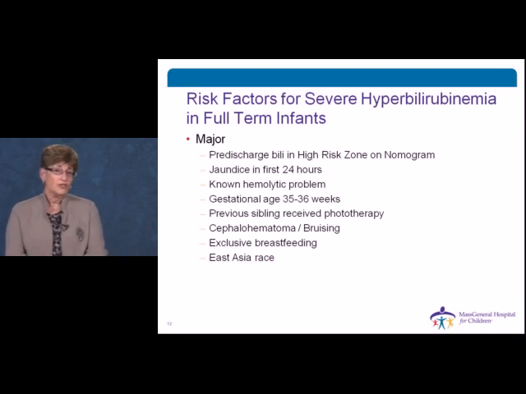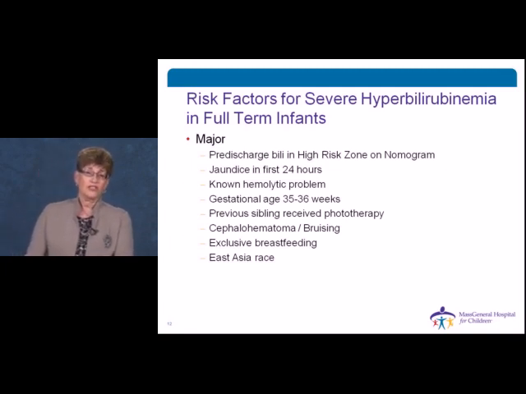Well, what are the risk factors for severe hyperbilirubinemia in the full-term infant? That certainly needs to be known as we consider therapy for them, particularly phototherapy. So there are some major risk factors. The pre-discharge bilirubin being in the high-risk zone on the nomogram, and I'll show you the nomogram in a moment. Jaundice within the first 24 hours of life. A known hemolytic problem, so nothing new, all the things that we've already talked about. Gestational age of 35 to 36 weeks. The nomogram has been created for babies above 35 weeks gestation, and so the younger the gestational age, the higher the risk for hyperbilirubinemia.